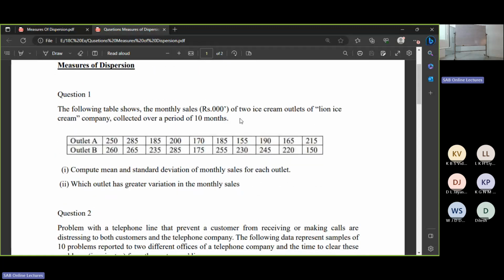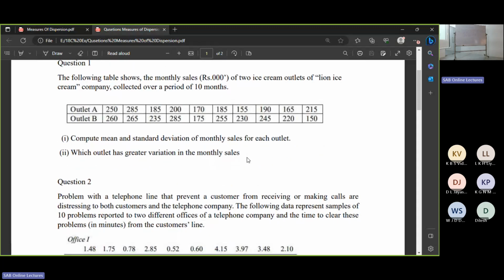Then we move to question number 1. The following table shows the monthly sales of 2 ice cream outlets of Lion Ice Cream Company collected over a period of 10 months. Outlet A and outlet B. Part 1 asks to calculate the mean and the standard deviation. Part 2 asks which outlet has the greater variation in the monthly sales.